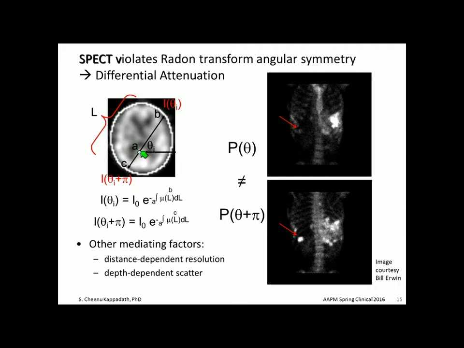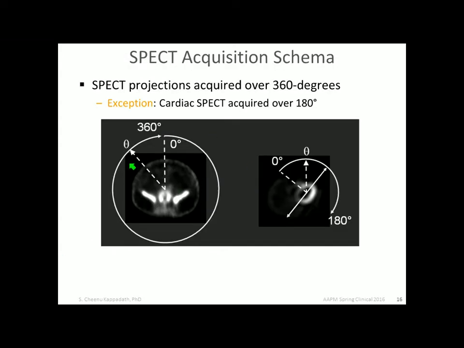So for example, if you have a source of emission here, in this view the attenuation is impacted by this path length, whereas in the opposite view, the path length may be much shorter. So in this case, for example, when you have a posterior lesion here, it's visualized well in the posterior image, but in the anterior image, it's not well visualized. So when we do SPECT imaging, we like to go a full 360 because the assumption that opposite views are going to be exactly the same may not be true.